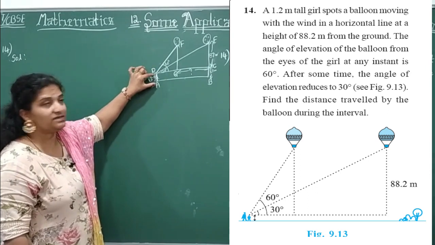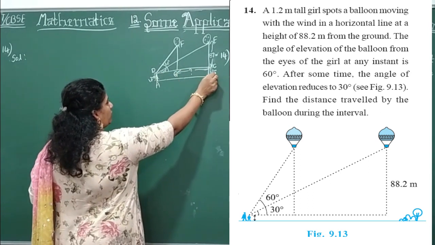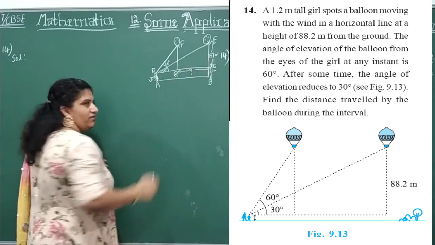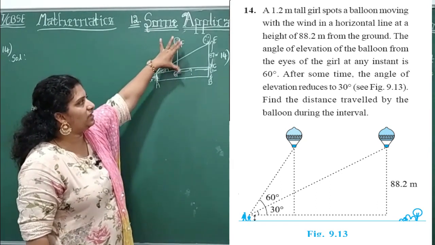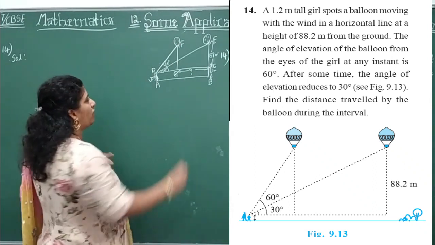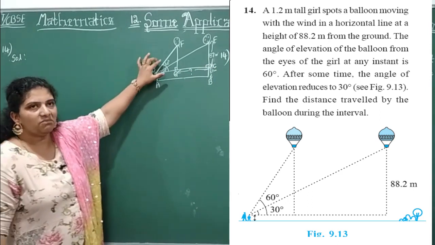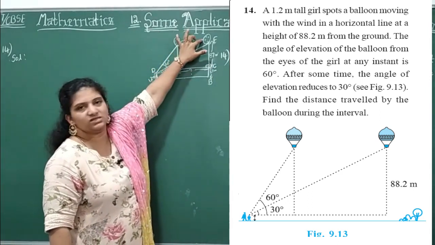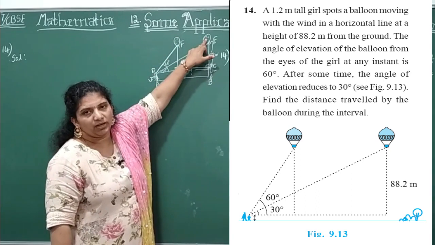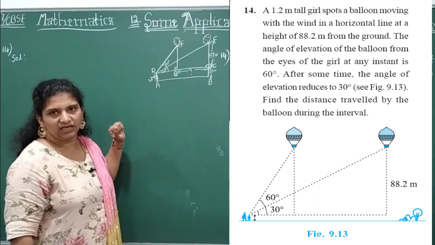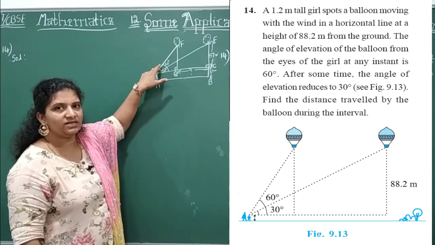Okay, from her eye, so what I have done, I have drawn one more line here and reduced that 1.2 meter, and now from her eye, the height of the balloon is, what is its height here? 87 meter. Now it forms a perfect right triangle. After some time the balloon is moving like this, in a horizontal plane, and at some point the angle of elevation is 30 degree here. So this angle is 30 degree and before, the balloon's angle is 60 degree.